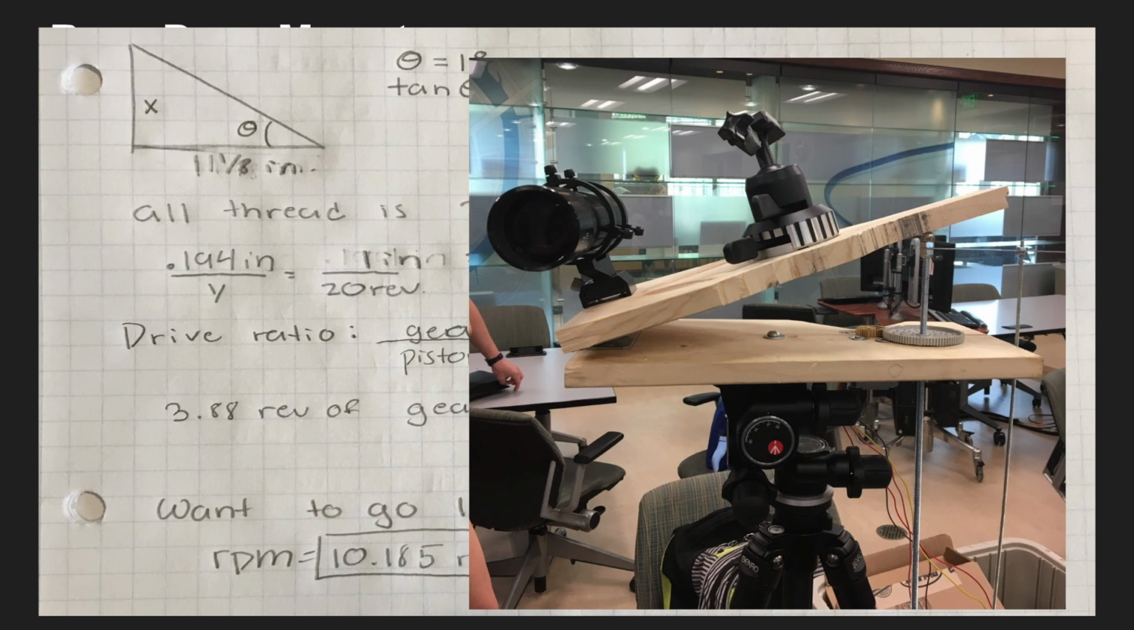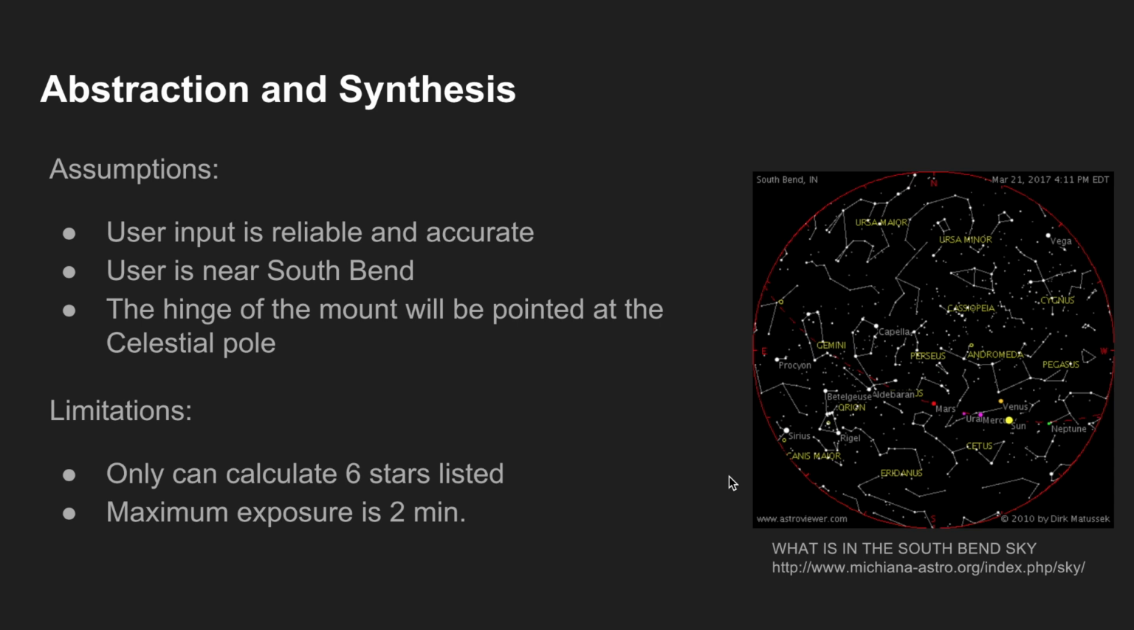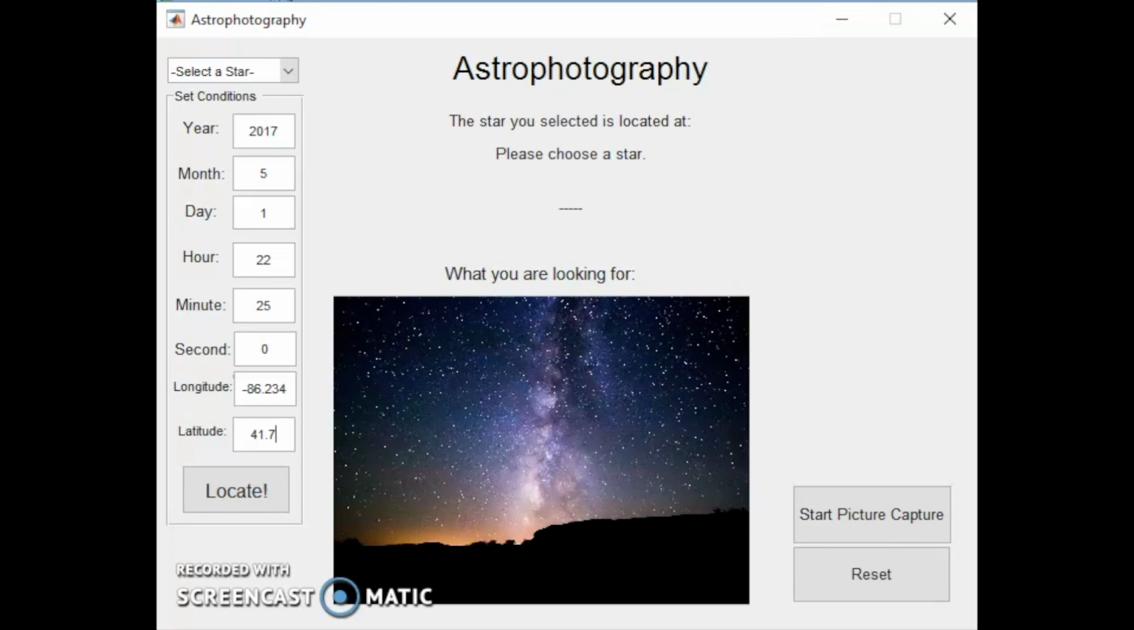Our final design was essentially the same as our plan with a few alterations to how things were connected. Since the GUI calculations are based on user input, we assumed that this was reliable. Also, because of the size of the star database, we limited our program to only find 6 stars that had to be near the South Bend sky. For the barn door mount to work, the hinge needs to be aligned with the celestial pole, which we assumed the user would do, and to limit the effect of error in the pictures we took, we limited the exposure time to 2 minutes.